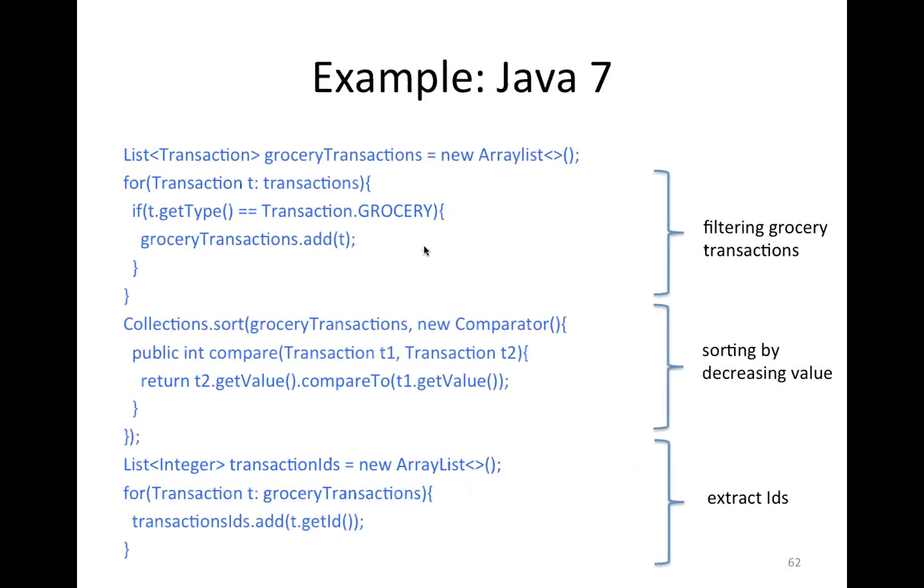Here's how it relates to Java. We take a list of transactions, and we'd like to filter those related to grocery, so we add those up to an accumulator. Next, we'd like to sort all those transactions, so we implement a comparator by saying how to sort them. And finally, we'd like to extract the transaction IDs. Again, we implement the iteration logic by saying, for each element in this list, please extract the ID and add it to an accumulator.